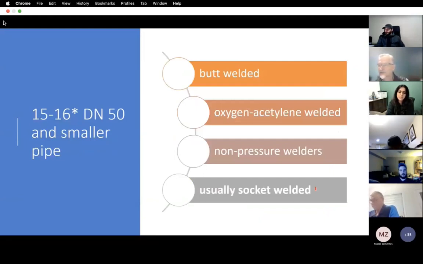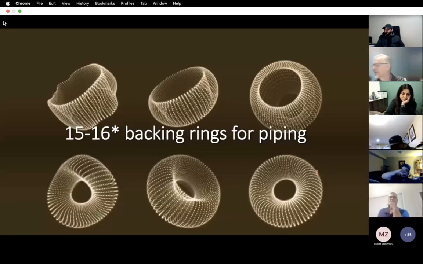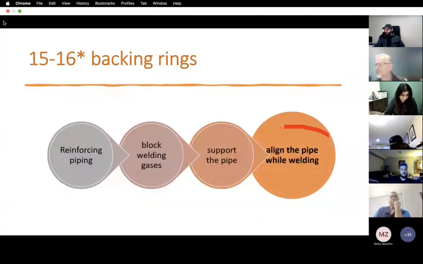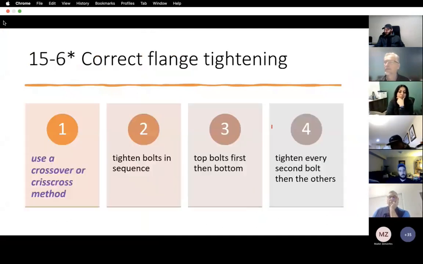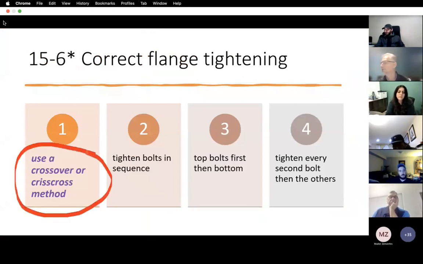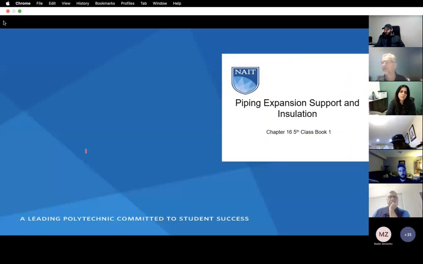What about 2-inch and smaller piping? Usually socket weld. Backing rings, they're there to align and support the pipe while we do the welding. Tightening flanges, very important to remember, use a crossover or crisscross method. Any questions on piping in chapter 15?